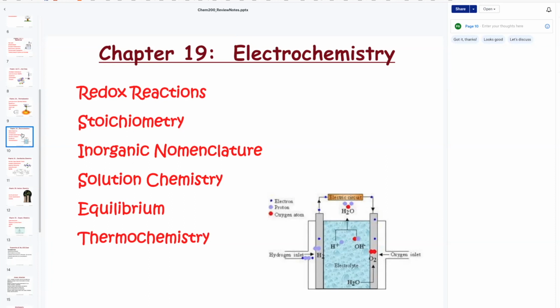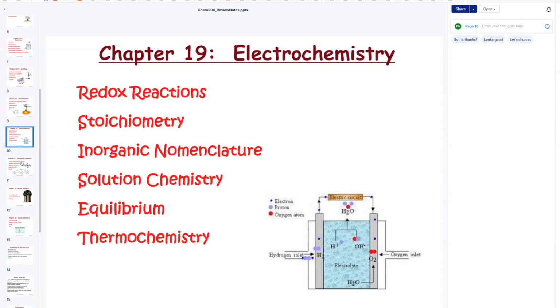Electrochemistry, right here. You need to know about redox reactions, electron transfer. You covered redox reactions at the beginning of chemical reactions in general chemistry. You need to know stoichiometry, inorganic nomenclature, solution chemistry, equilibrium, thermodynamics. Those are the things that you need to bring to the table when we hit chapter 19.